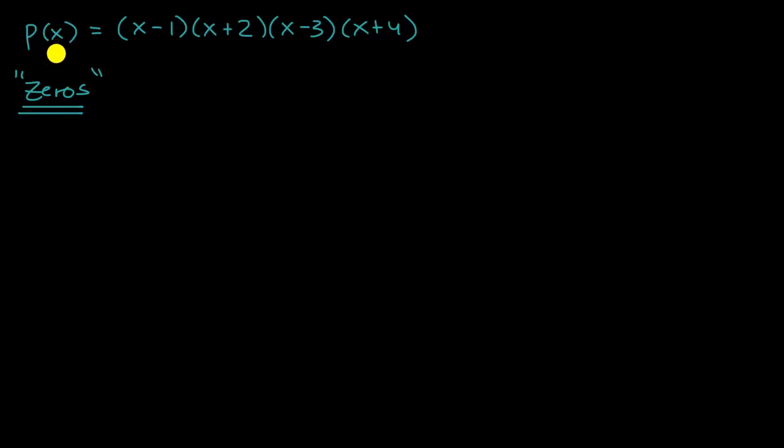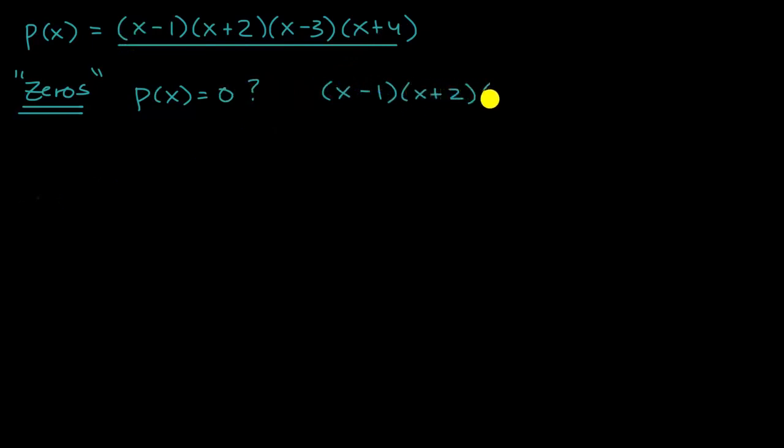So another way to think about it is, for what x values is p of x going to be equal to 0? Or another way you can think about it is, for what x values is this expression going to be equal to 0? So for what x values is (x - 1)(x + 2)(x - 3)(x + 4) going to be equal to 0? I encourage you to pause this video, think about that a little bit before we work through it together.